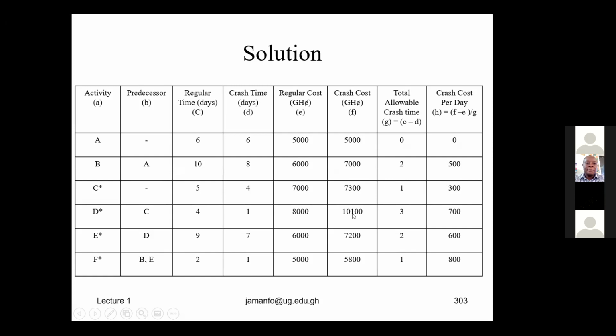Let's come to this. Leonie, what figure is this? 10,100. Leonie, 10,100 minus 8,000. What do you have remaining? 2,100. Now, if you divide 2,100 by 3 days, what do we have? 700. That means to crash this activity per day, it will cost you 700. So that's how we come by these figures. Class, up to this point, any question?